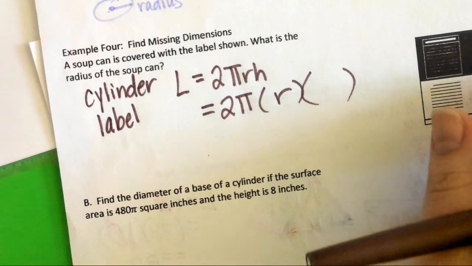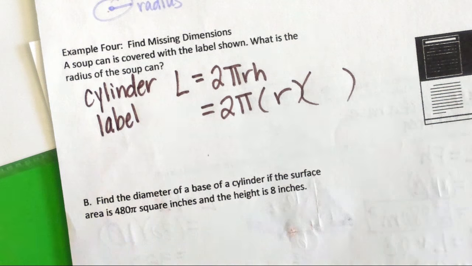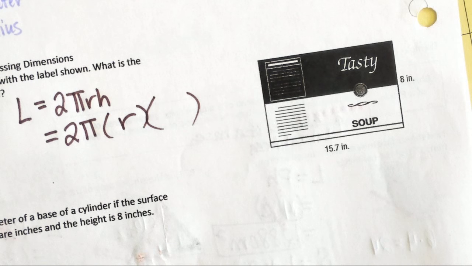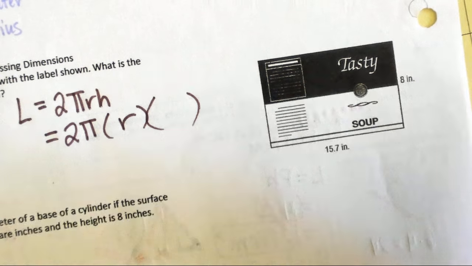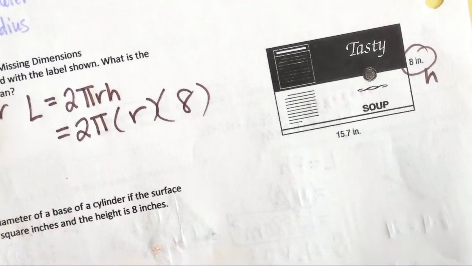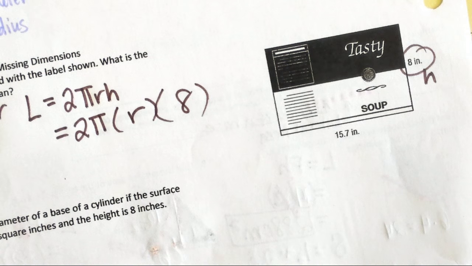But the height we can actually figure out, because if I were to unpeel the label off my soup can, I would be able to figure out how tall that label is. So if we unpeeled it, is the 15.7 our height, or is the 8 our height? 8. The 8 would be our height, because if we unpeeled it off our soup can, that would mean our soup can was 8 inches tall. So this is going to be our height. 15.7 is how long it is. That is our length. Yes, ma'am.